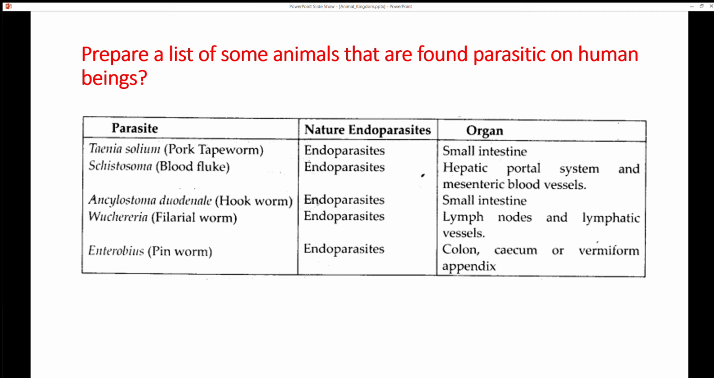The last one is Enterobius, the pinworm, which is an endoparasite. It is found in the intestine, colon and cecum, near the anus, where we have the vermiform appendix, which causes appendicitis, and the last part of the rectum. Those will be infected by these pinworms. Whereas ectoparasites are all outside the body.